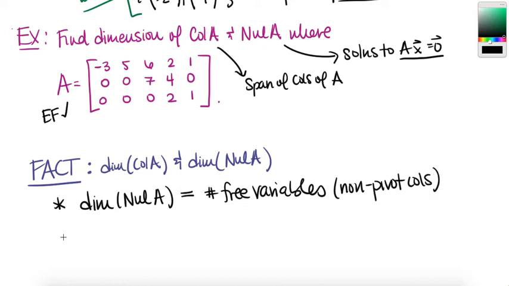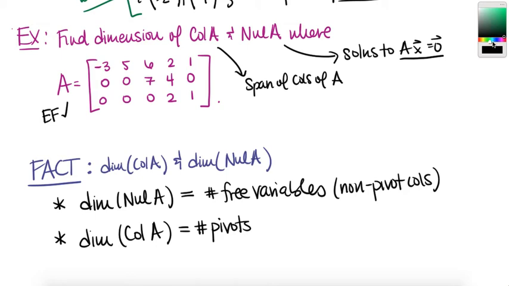With column space, all of the columns are a spanning set, but we only want the ones that are linearly independent because a basis has to be independent. So we only want the pivot columns. The dimension of the column space of A is the number of pivots, and that's going to be true in general. That's all we have to do.